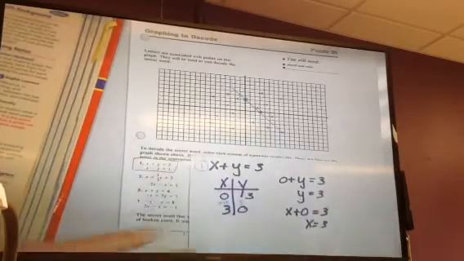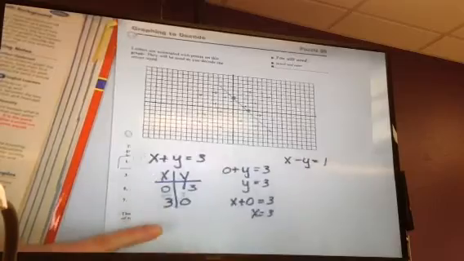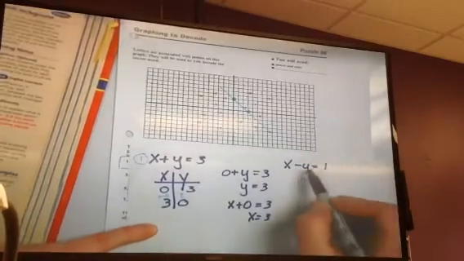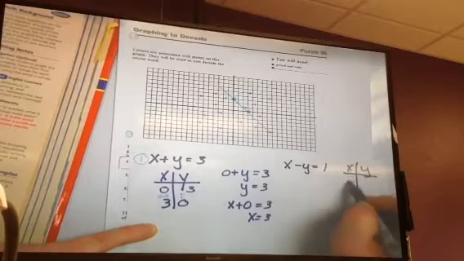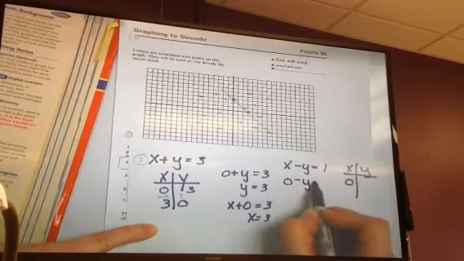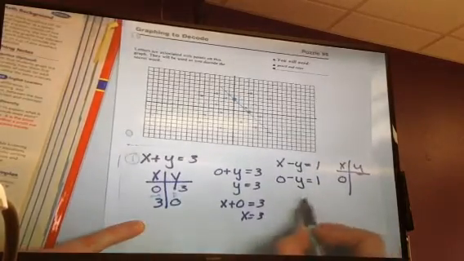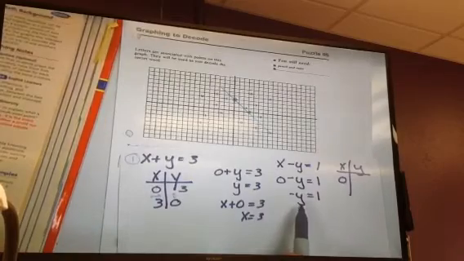Now I'm going to graph my next equation, and I think this is where some people had some negative and positive issues. It's x minus y equals 1. So I'm going to put in 0 for x to start with. When I have 0 for x, I have a minus y equals 1. So really, it's a negative y equals 1. You can't have the negative on the variable. You have to know what a positive y equals.